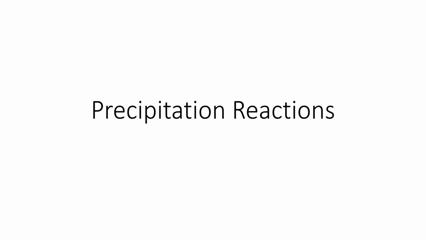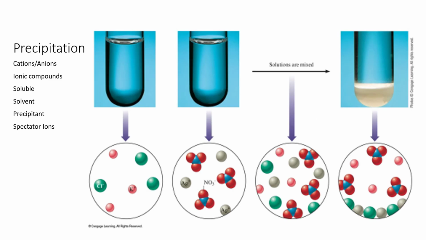Let's do some examples together of predicting products for precipitation reactions. To begin with, remember that in a precipitation reaction, all you're doing is combining some reactants together and then noticing that a solid is typically formed. And that solid is formed because of solubility rules. And so we're going to discuss those solubility rules today in this video.